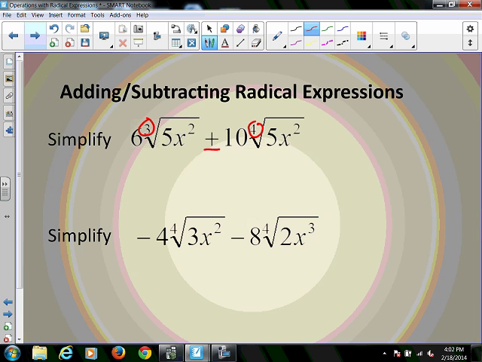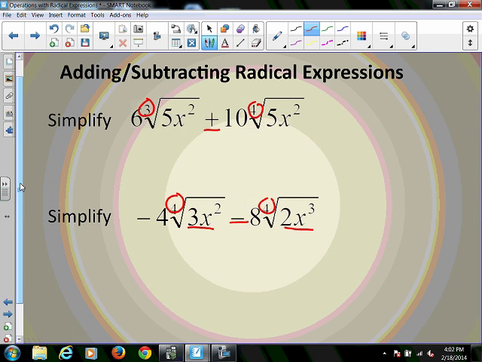Next one. Subtracting. Indexes are the same. So now we look at the radicands. The radicands are different, so we cannot subtract these two terms. So we're going to say cannot be simplified because the radicands are not the same.